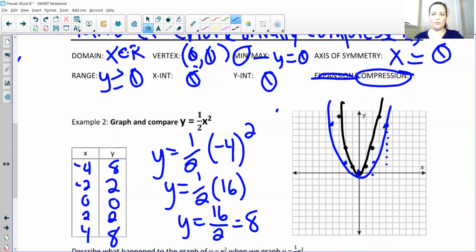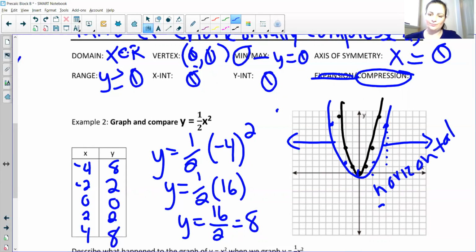So in terms of what's going on horizontally, it's like someone took it horizontally and pulled that parabola open more. So it's being pulled over there. So we say it's horizontal stretch, which is the same thing as expansion. You'll see both terms used, which is why I'm using both.